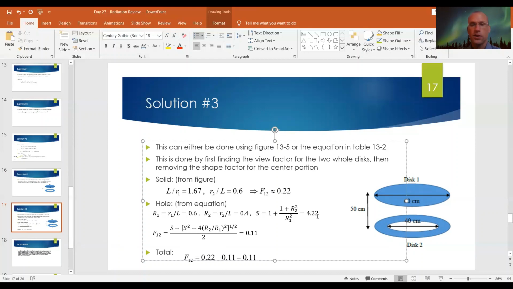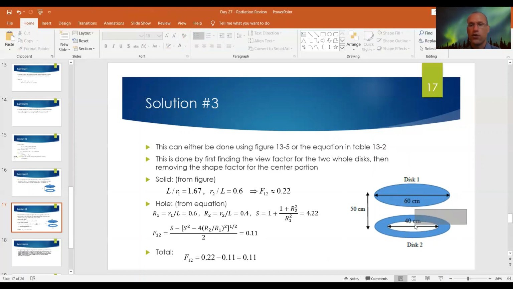The other way I can do this is with an equation. The equation given, again close to those pages, has the same sort of setup where I need the radius over the separation between them, and then find this value of S, which depends on those numbers for capital R1 and capital R2. And F12 in that case is given by this equation, gives me 0.11. So again, this is the view factor between disc 1, the 60 centimeter disc, and just this 40 centimeter hole down here.